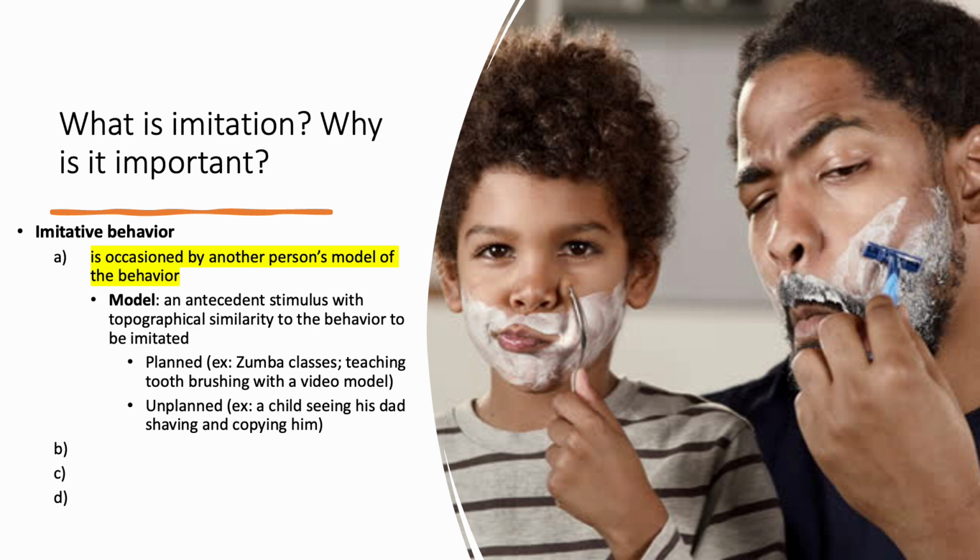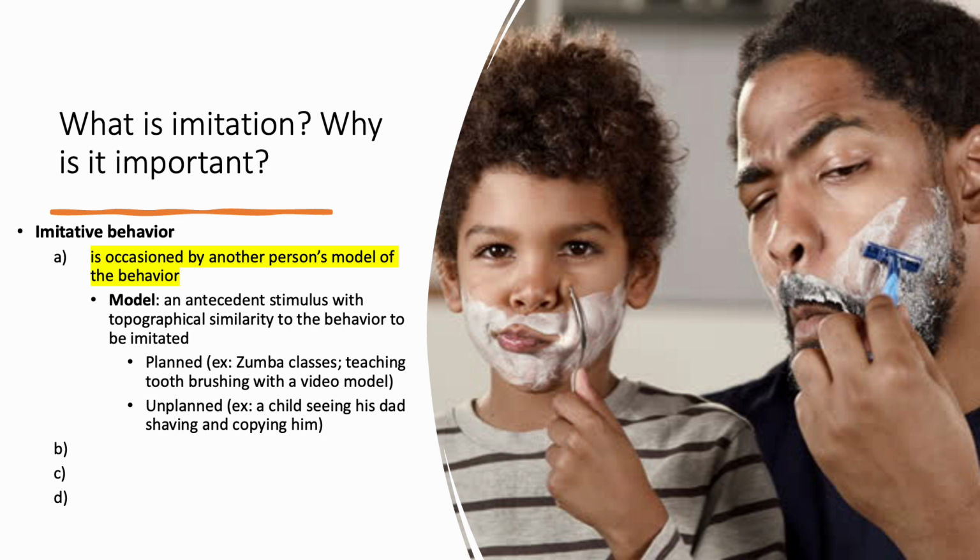Okay, so the first part of the technical definition for imitative behavior says that imitative behavior is occasioned by another person's model of the behavior. So this behavior occurs because they observe another model, another person engaging in a particular behavior. And a model is an antecedent stimulus with topographical similarity to the behavior that is going to be imitated.